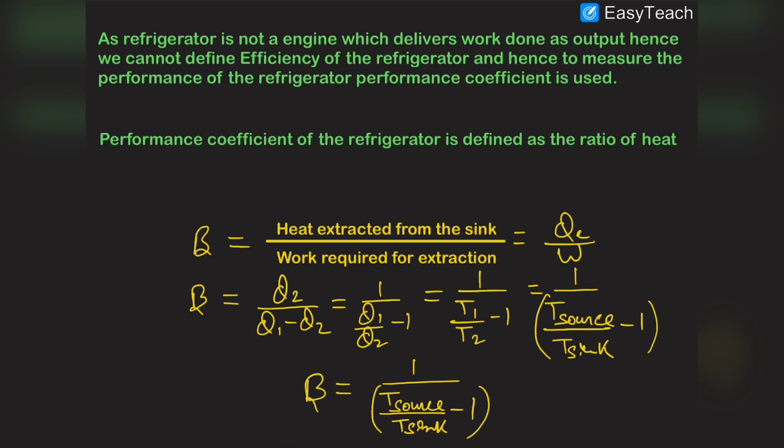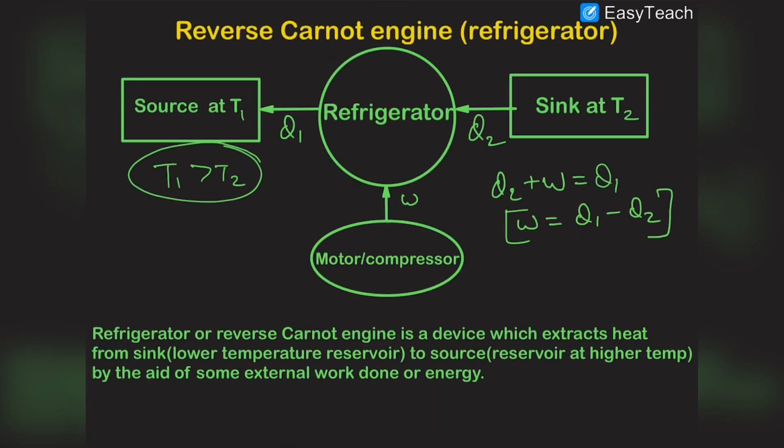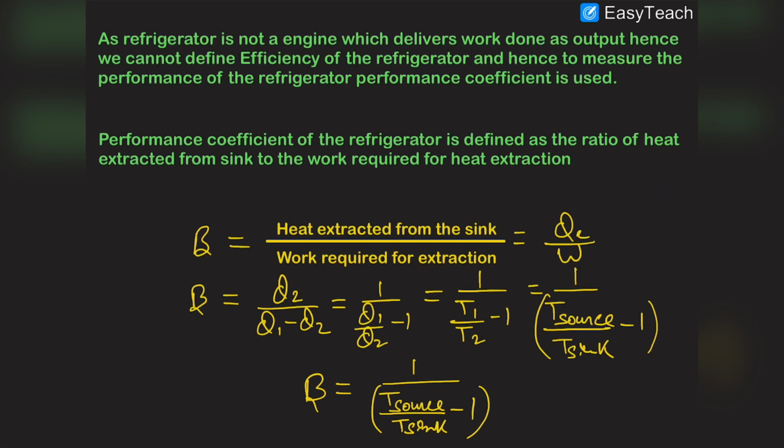In fact, to measure the performance of this device, we define another coefficient which is called the coefficient of performance, which is beta. Beta, the coefficient of performance, is the ratio of heat extracted from the sink to the work required for that heat extraction, which means that it is the heat extracted from the sink, which is Q2, and the work required for that heat extraction is W.